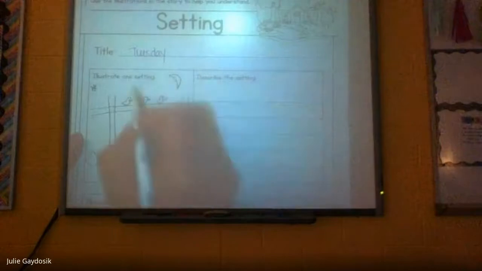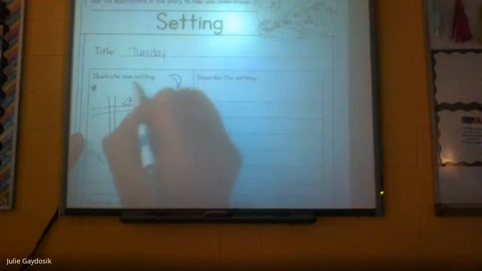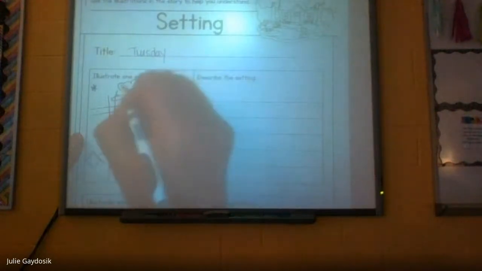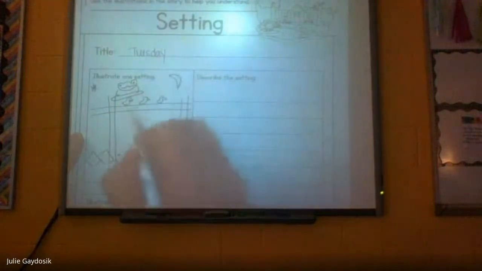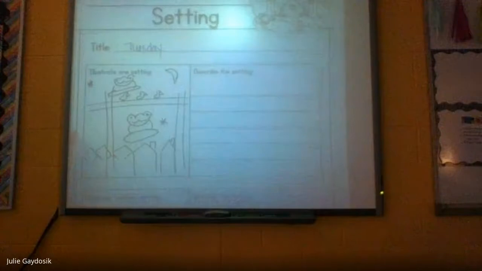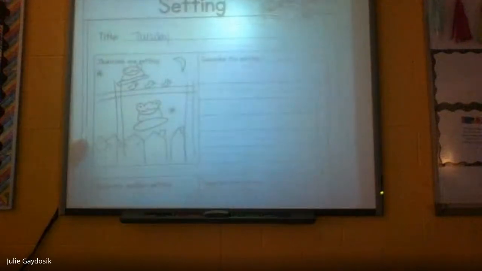And then don't forget, you want to make sure that you draw a frog. My frog's not the best, but you know, frog nonetheless. Here, I'll put another one. Okay, so that's how I would draw that setting.